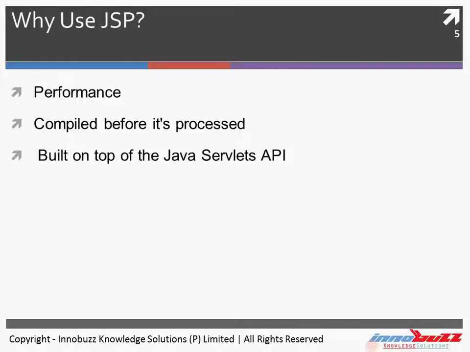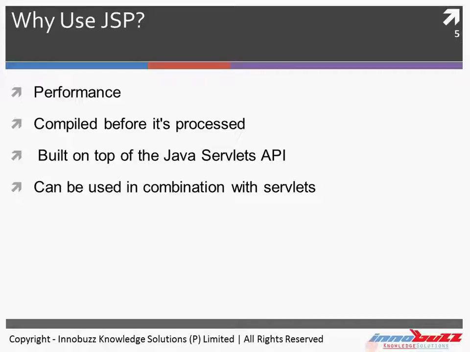Built on top of Java Servlets API. So Java Server Pages are built on top of Java Servlets API. Like servlets, JSP also has access to all the powerful enterprise Java APIs including JDBC, JNDI, EJB, JAXP, etc. All these are the APIs which can be used by JSP because it is on top of Java Servlets API. Can be used in combination with servlets.